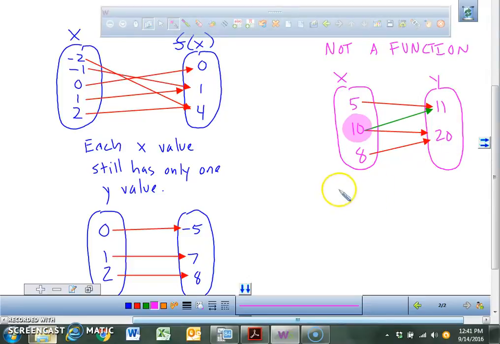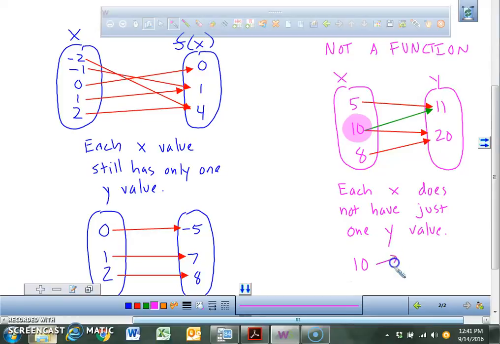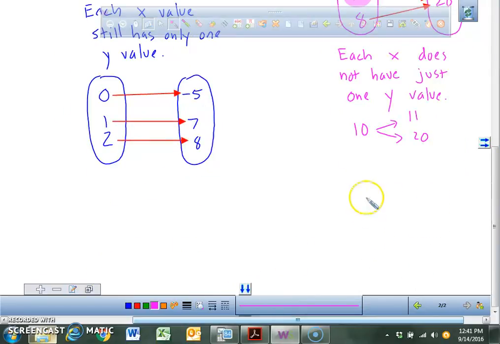Okay? So, right here I'm going to write each x does not have just one y value. In fact, the 10 went to what? It went to an 11, and the 10 also went to a 20, which means you have the ordered pair 10, 11, and you also have the ordered pair 10, 20. So the inputs, notice the input was the same, but the outputs were different.